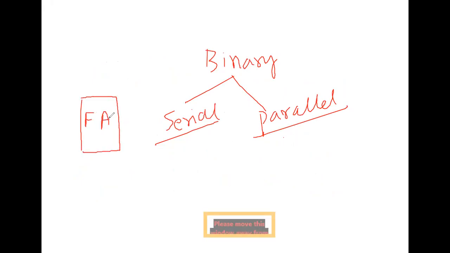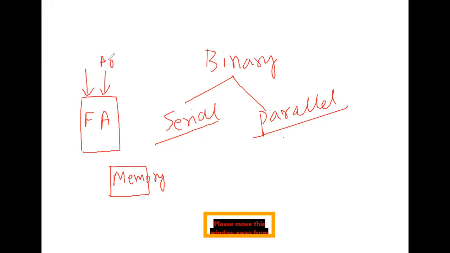See, serial means only a single full adder. What will be the process? Only a single full adder will be there, and one memory unit. This is the memory unit. Memory means it will store the carry bit. Again the same thing, the inputs are a1 and a2.